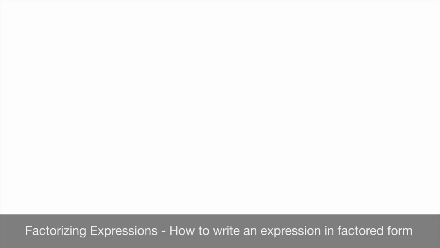We now learn how to write expressions in their factored form, and we're going to do so with a three-step method that we'll illustrate with some examples. As a first example, let's say we're given 4x minus 12y, and that we're asked to write this expression in its factored form. Well, we can do this in 3 steps.